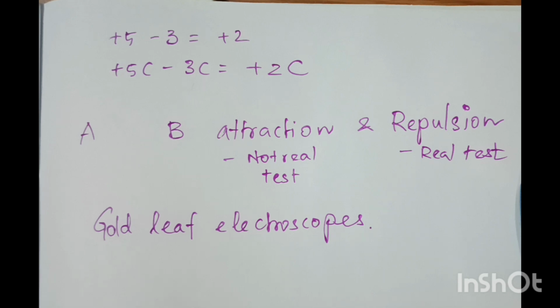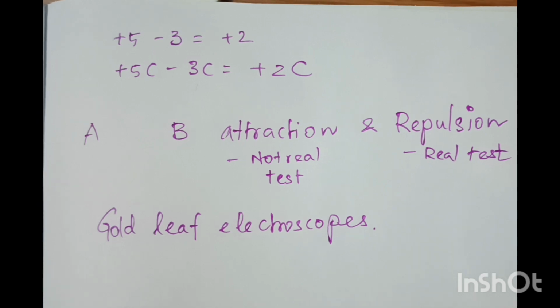Next, if a charged body A attracts another body B, then it is not necessary that body B is oppositely charged. It may be an uncharged body also. So we can say attraction is not the real test of the body being charged. But if body A is repelling body B, then certainly body B is likely charged. So repulsion can be taken as the real test of whether a body is charged or uncharged.